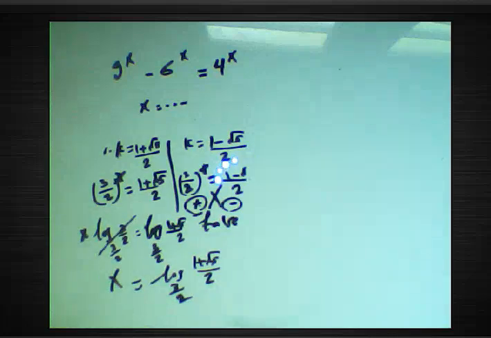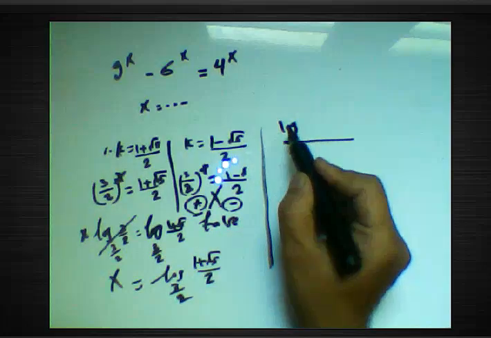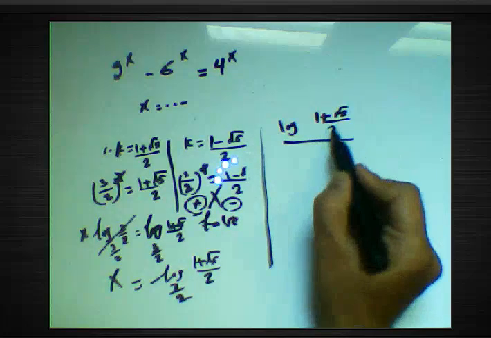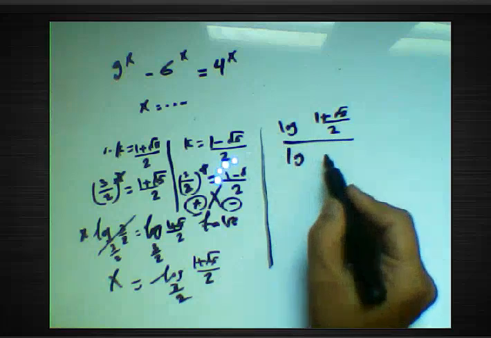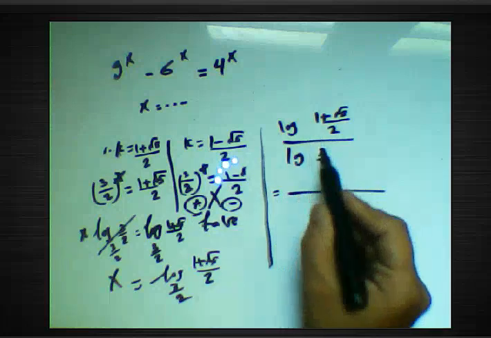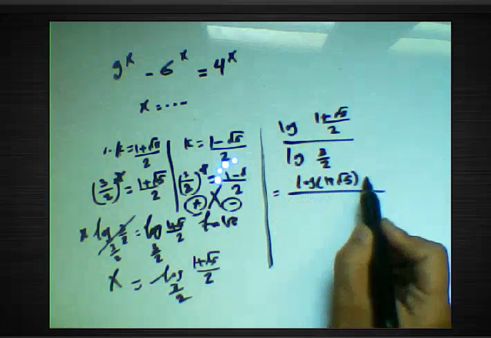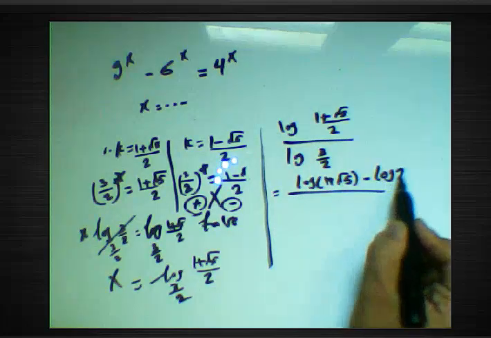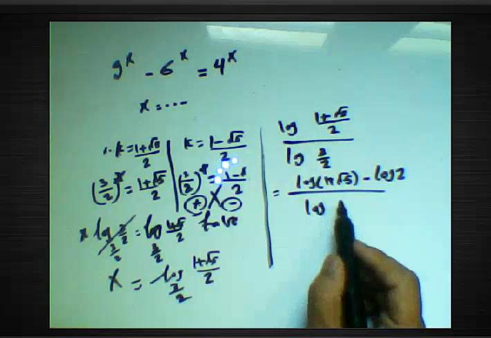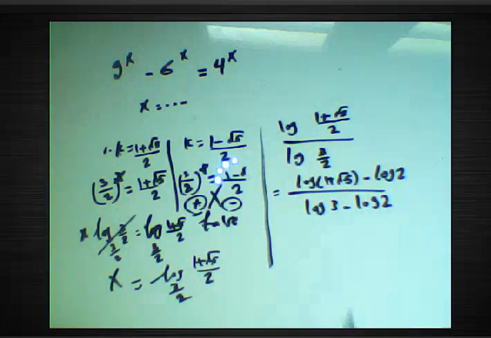We can simplify it. Write logarithm to the base 10 of 1 plus root 5 over 2, over logarithm 3 over 2. And then we can find the difference between two logarithms: logarithm of 1 plus root 5 subtract logarithm 2, because we divided two expressions here, over logarithm 3 over 2, which means logarithm 3 subtract logarithm 2. To find the result, calculator.